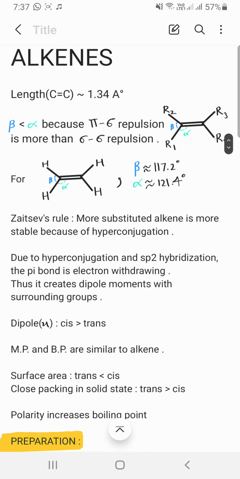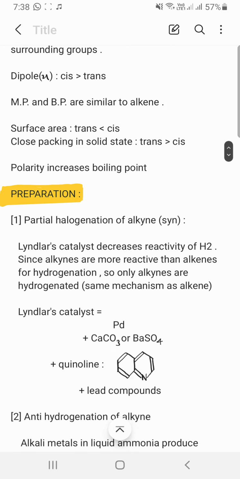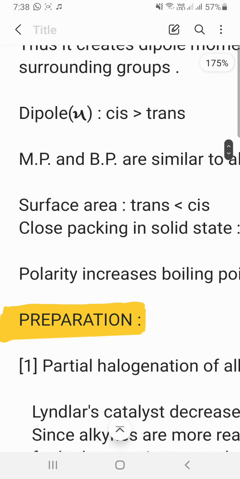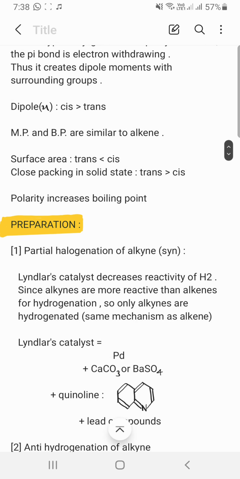Alright, next, alkenes. That's a rule, hyperconjugation. Fine, we know all that stuff. Oh, this is actually some important stuff. So surface area: trans is less than cis, and close packing: trans is more than cis. Fine.